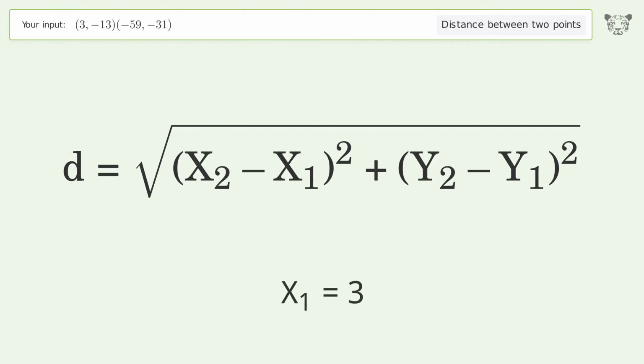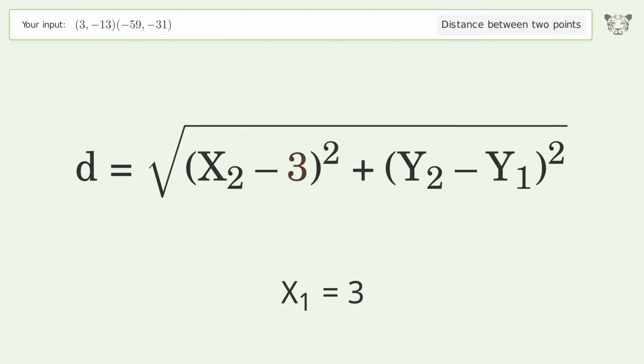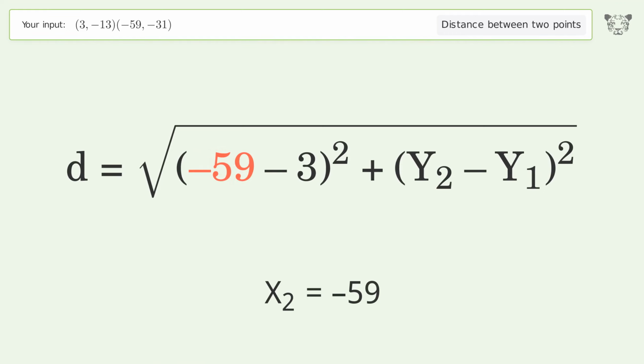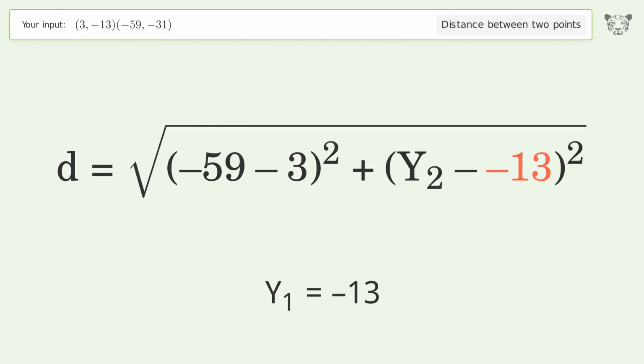x1 equals 3. x2 equals -59. y1 equals -13. y2 equals -31.